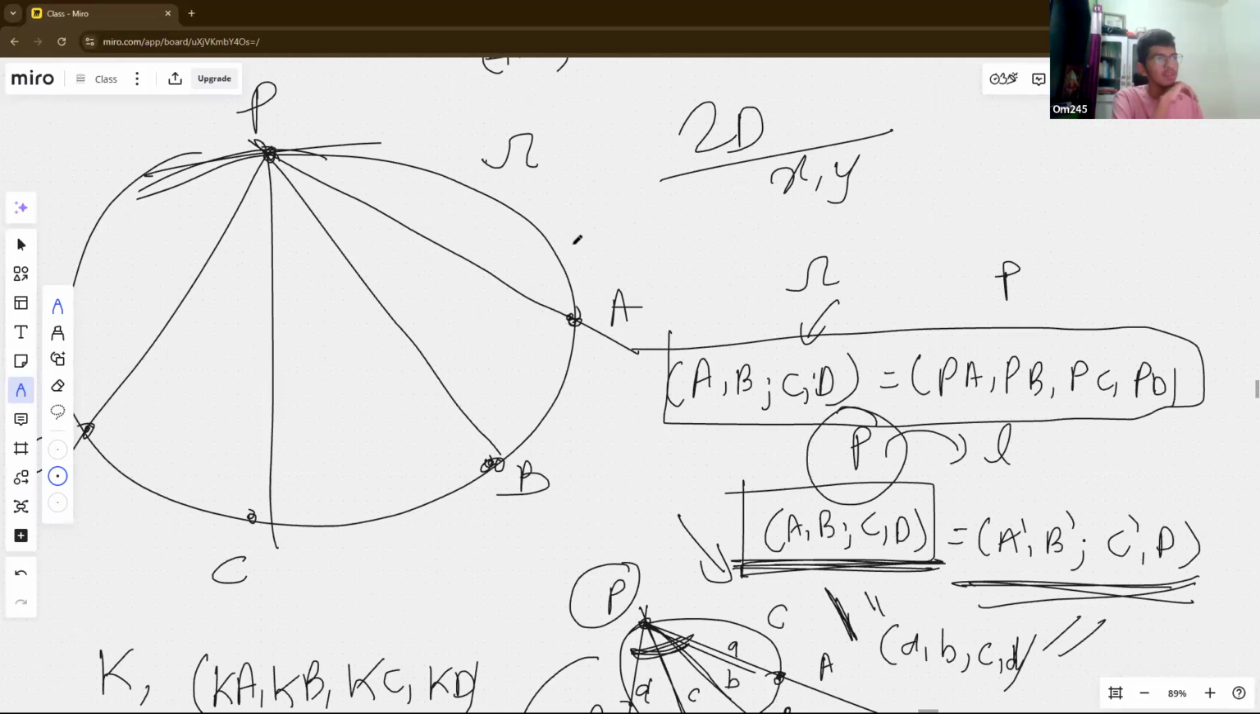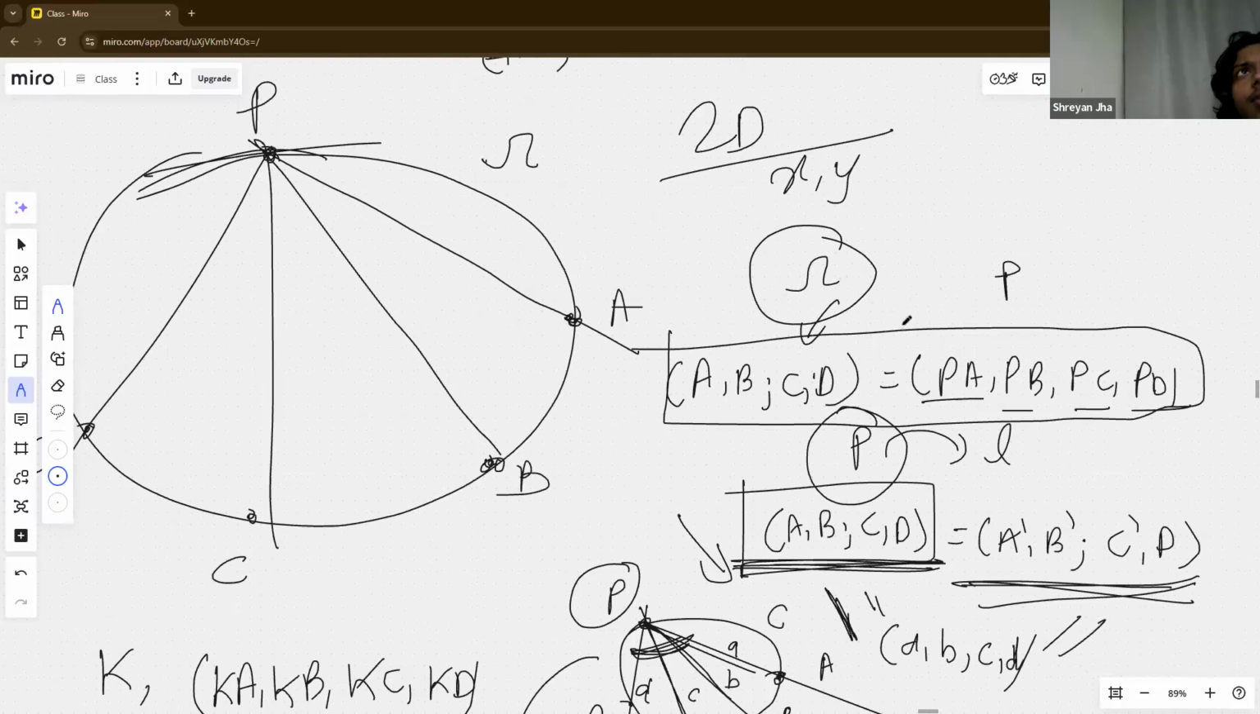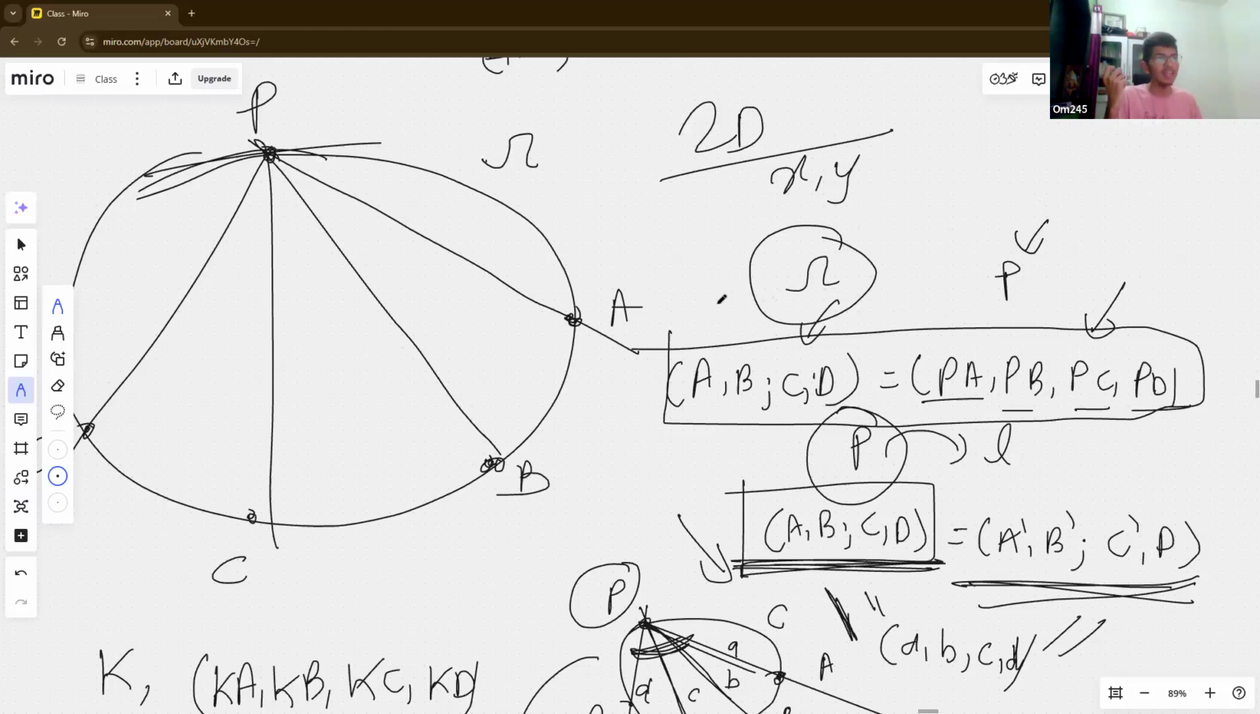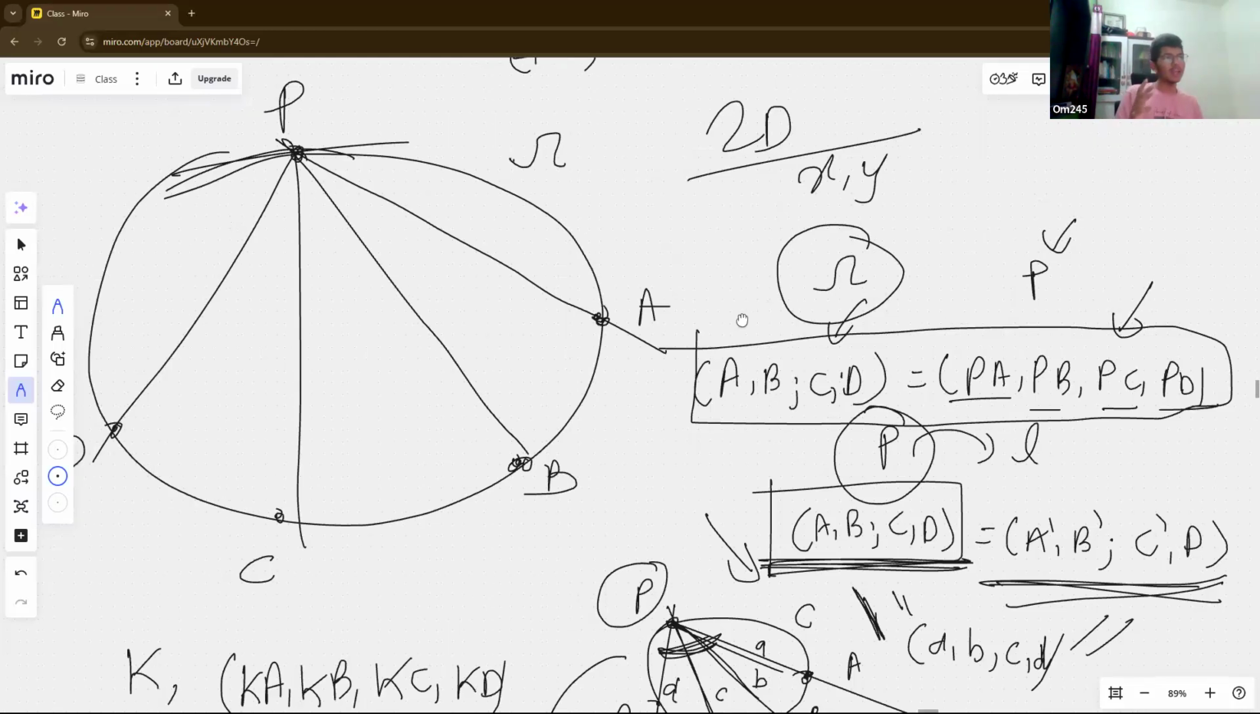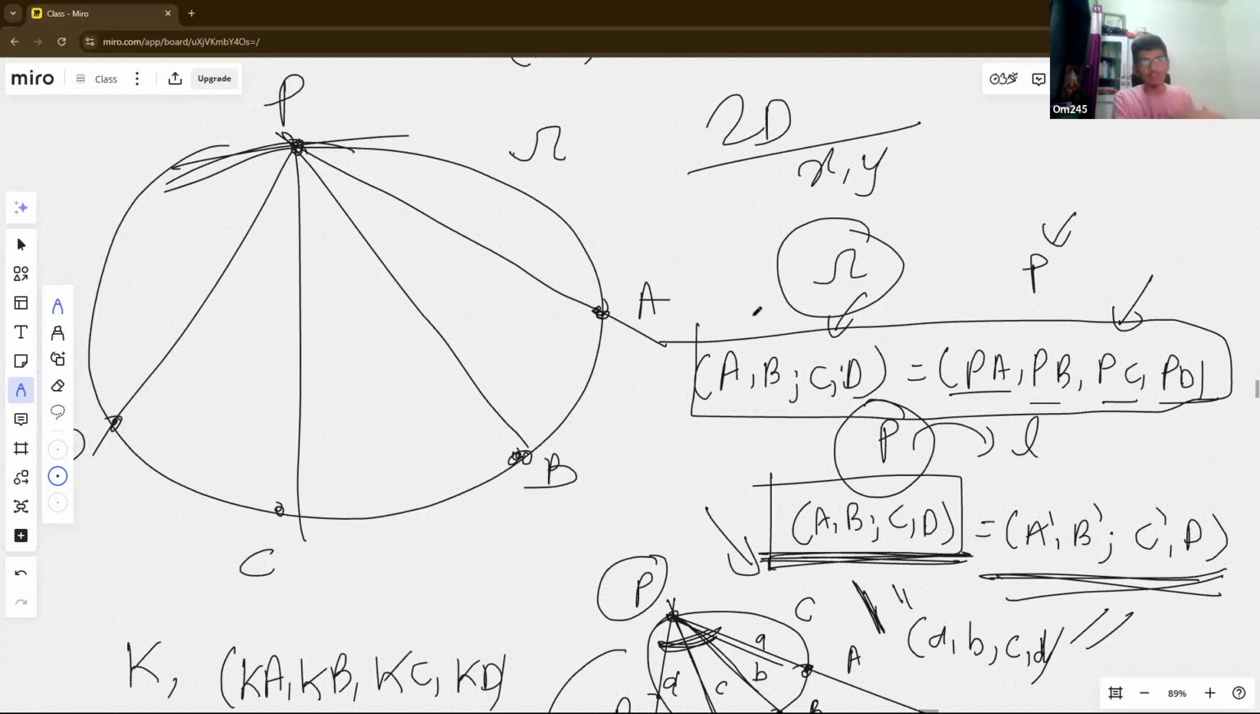So the cross ratio ABCD on conic omega is actually equal to the cross ratio of the lines PA, PB, PC, PD. Does it depend on the position of P? Yes, that depends. But the special fact about a conic is that if you take any point on the conic, this thing is preserved. That you can do by projective transformation: you transform this conic to a circle, and it just remains the same.